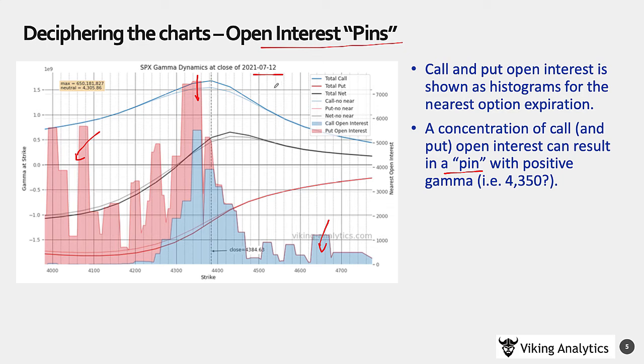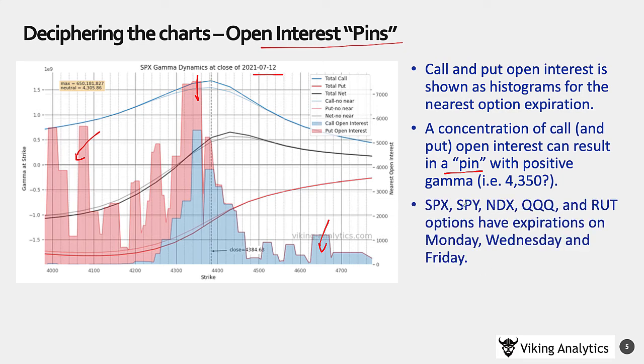In this case, this would have been a Wednesday expiration, because SPX, SPY, NDX, QQQ, and RUT have expirations on Monday, Wednesday, and Friday. And so when these charts are published, if it's a Monday close or a Tuesday close, you're going to see the Wednesday open interest. If it's a Wednesday or Thursday close, you'll see the Friday open interest.